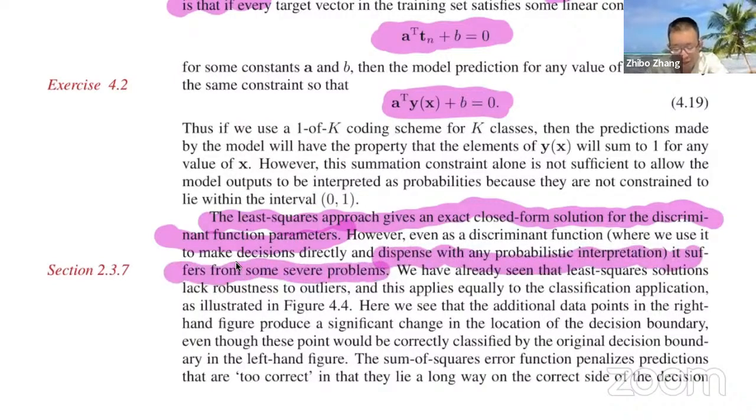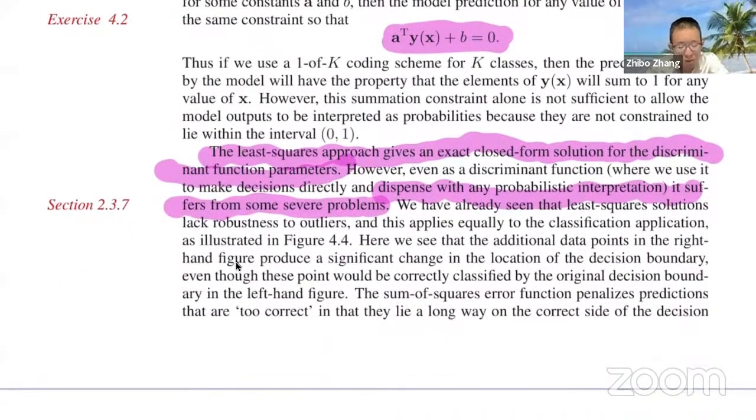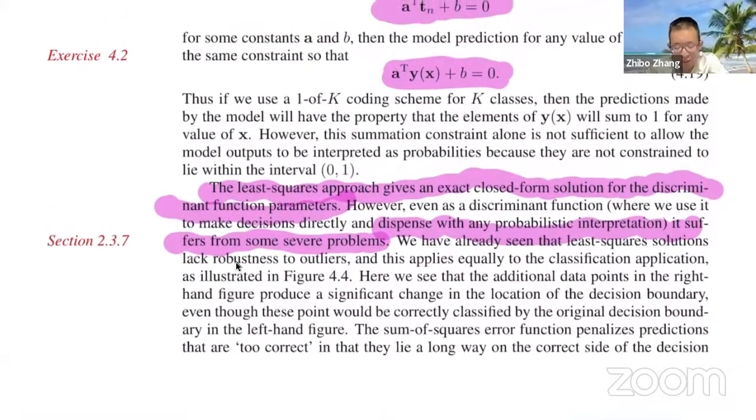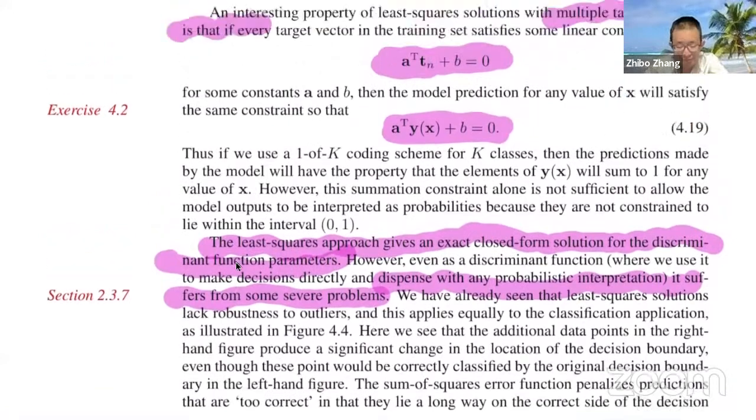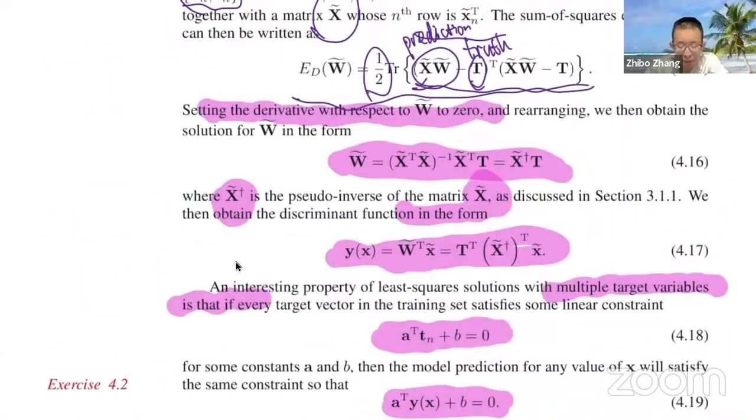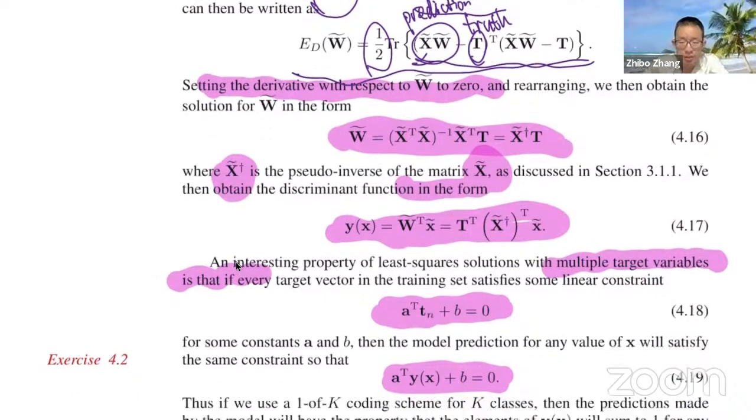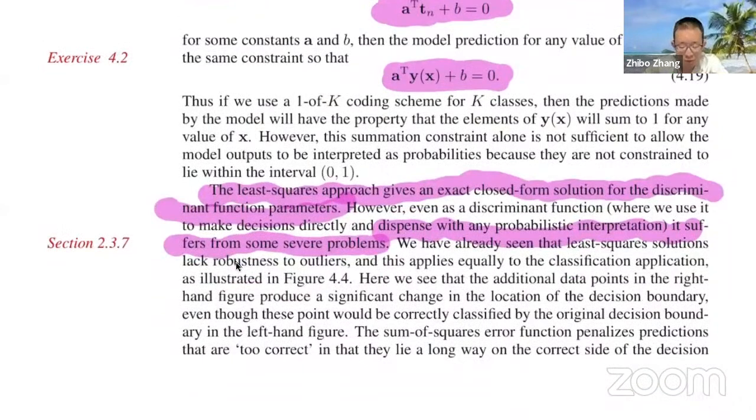We have already seen that least squares solutions lack robustness to outliers, okay? And this applies equally to the classification application. So if we look at this, any kind of outlier will have a very large impact on the final derived solution.